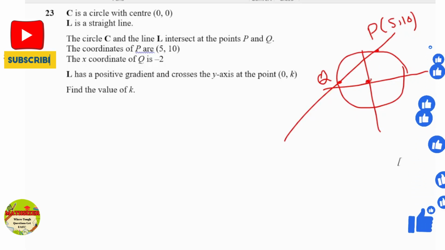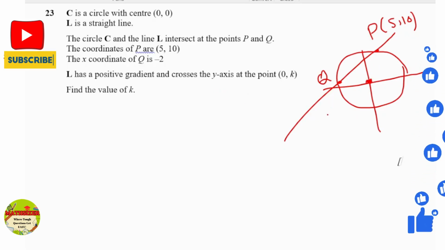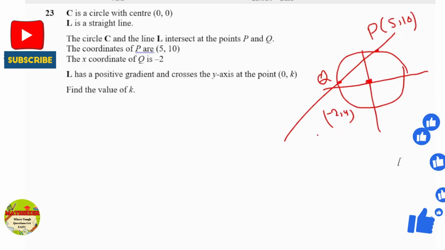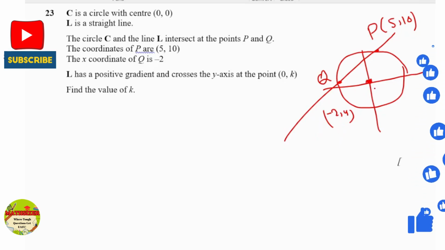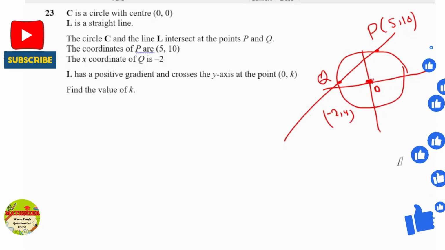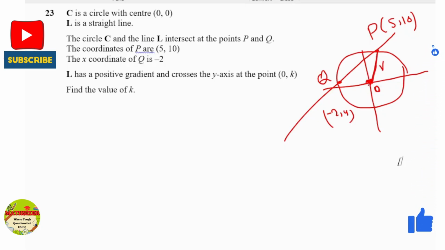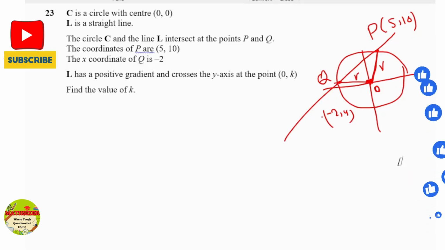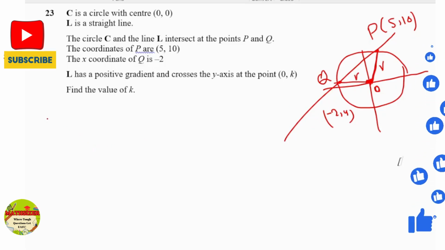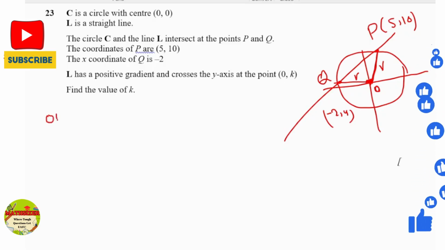So this is our center, right? And Q has an x-coordinate of -2, and we don't know the y value. So from 0, this is our center O. From O to P, that's called the radius. From O to Q, that's also the radius. We're going to find the length OP. OP is the radius.